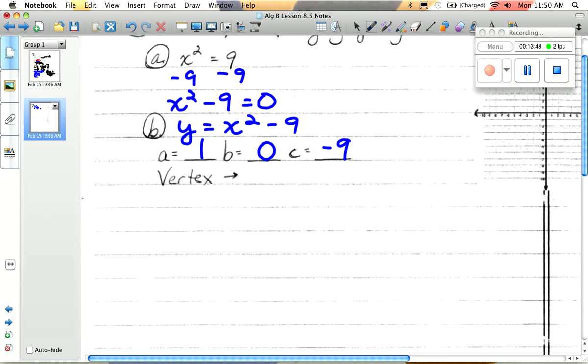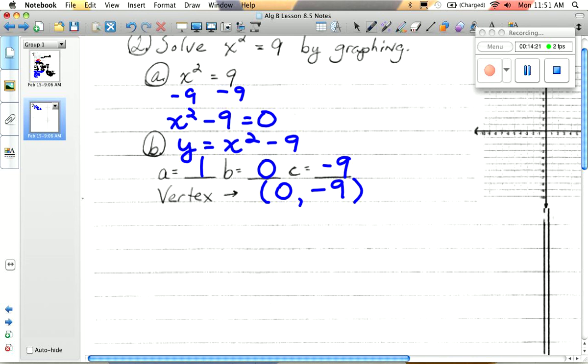0, -9. Do you remember what we said when b is equal to 0? The y-intercept is the vertex. Remember that? Whenever b is equal to 0, if you went through the work of putting it into the formula, x equals -b over 2a, you would find out that x equals 0. And then when you put 0 back into the equation, you'd get -9. And you'd end up with a y-intercept. So this is not only the vertex, but it is also our y-intercept, isn't it?